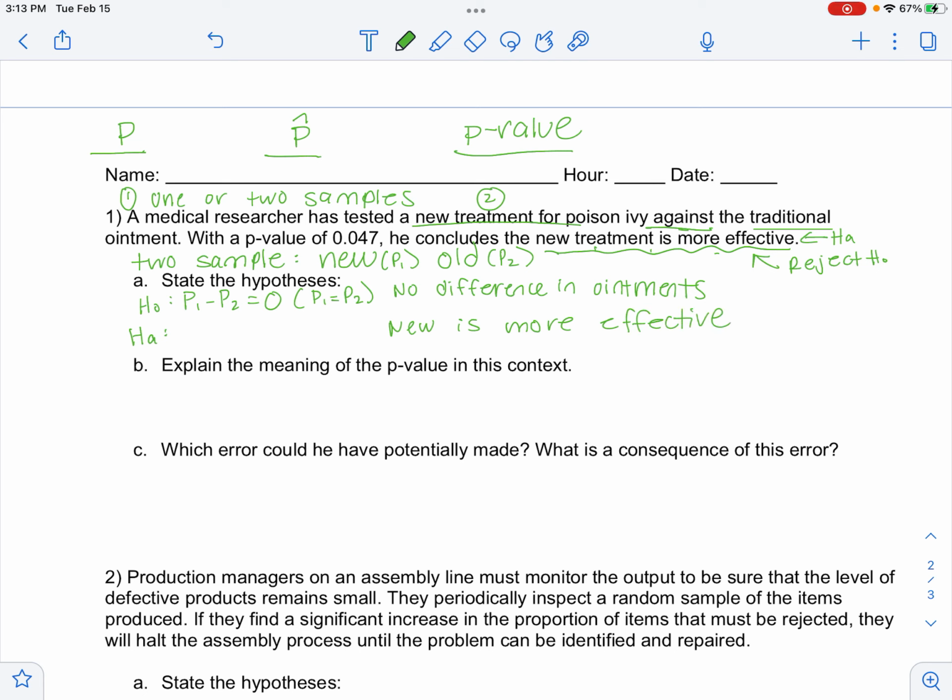But what does that look like as our difference equation? So if I do P1 minus P2, and I know that P1 is new and P2 is old, if the new treatment is more effective, that means that the new one, P1, should be larger than P2. So if P1 is bigger than P2, and I do P1 minus P2, I would expect this to give me a positive value. So I'll say P1 minus P2 is greater than 0.